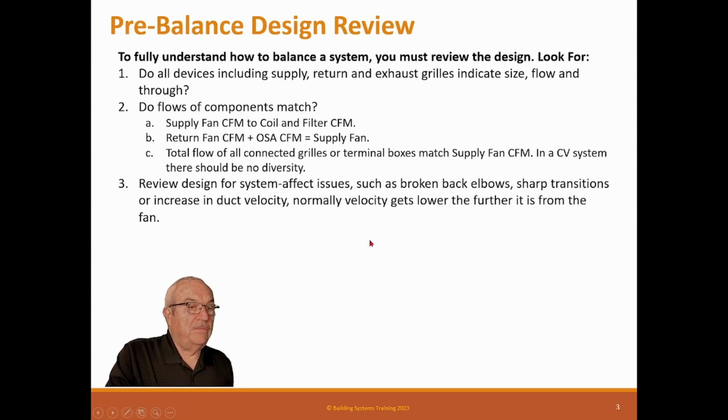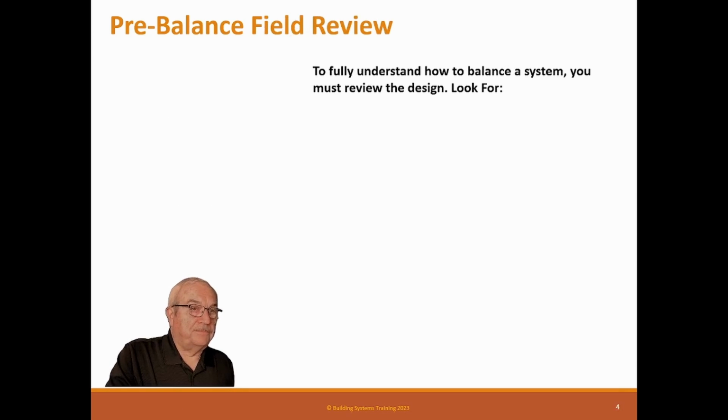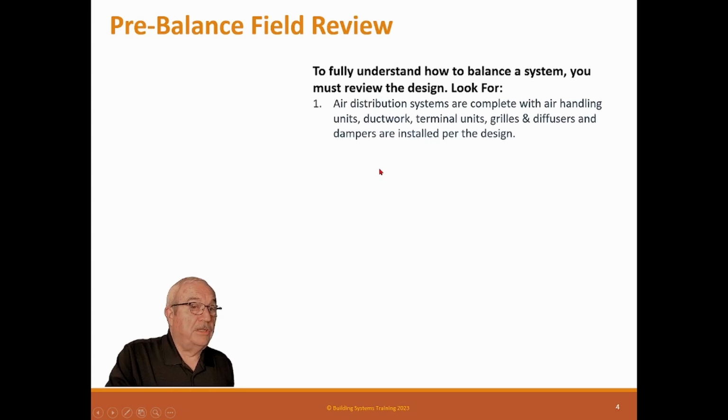So we need to make sure we understand if there are areas of concern, so we'll know what to do and look at it in the field. Special access areas are reviewed, such as sloped floors, very high ceilings, or obstructions to access. To be able to balance the job, you've got to get to it. So you've got to make sure you don't have some conditions. You're going to have special scaffolds or lifts, and you need to know that to be able to do your job. So now you need to do a field review before you start to balance. You need to go to the site, walk the system, and look for these things.